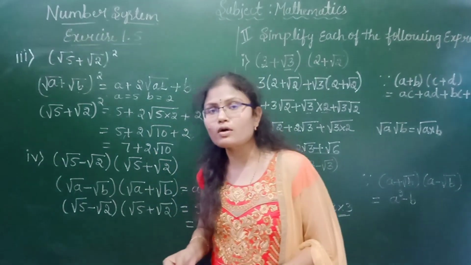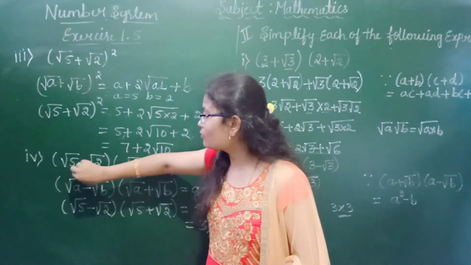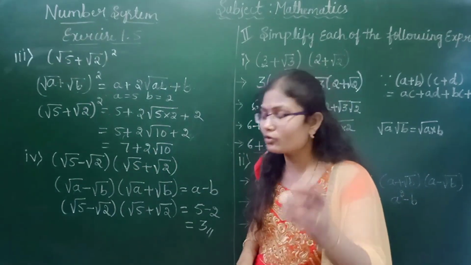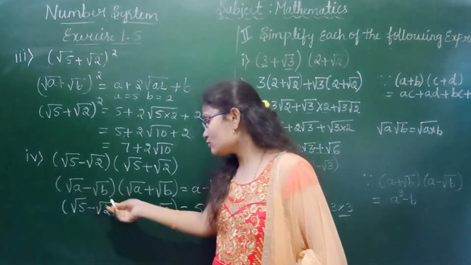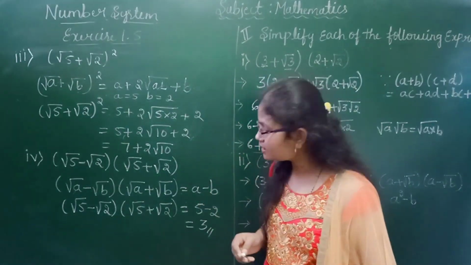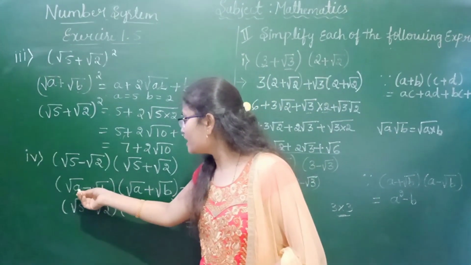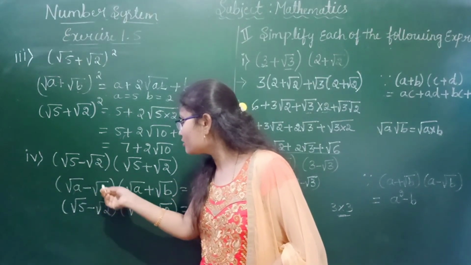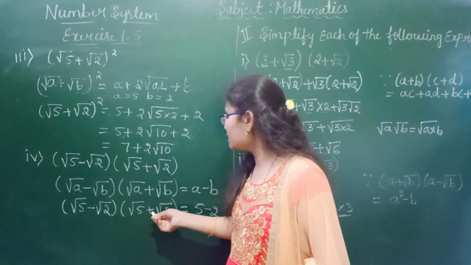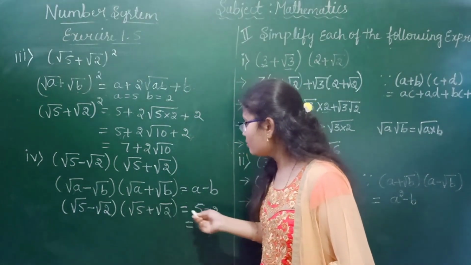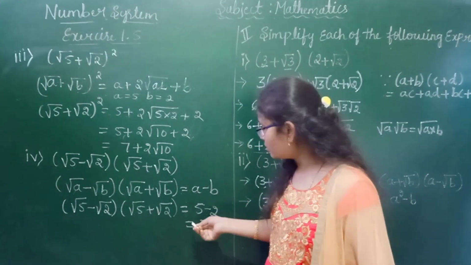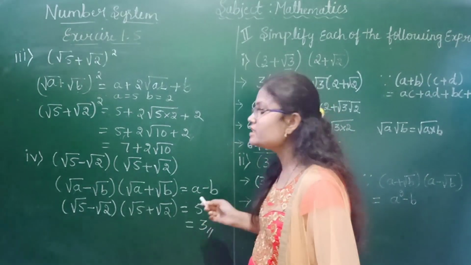Next, in the fourth problem you can observe they have given root 5 minus root 2 into root 5 plus root 2. Here we have to apply the property root a minus root b into root a plus root b is equal to a minus b. Now in the place of a we are going to get 5, in the place of b we are going to get 2. Then root 5 minus root 2 into root 5 plus root 2 is equal to 5 minus 2. 5 minus 2 is 3.